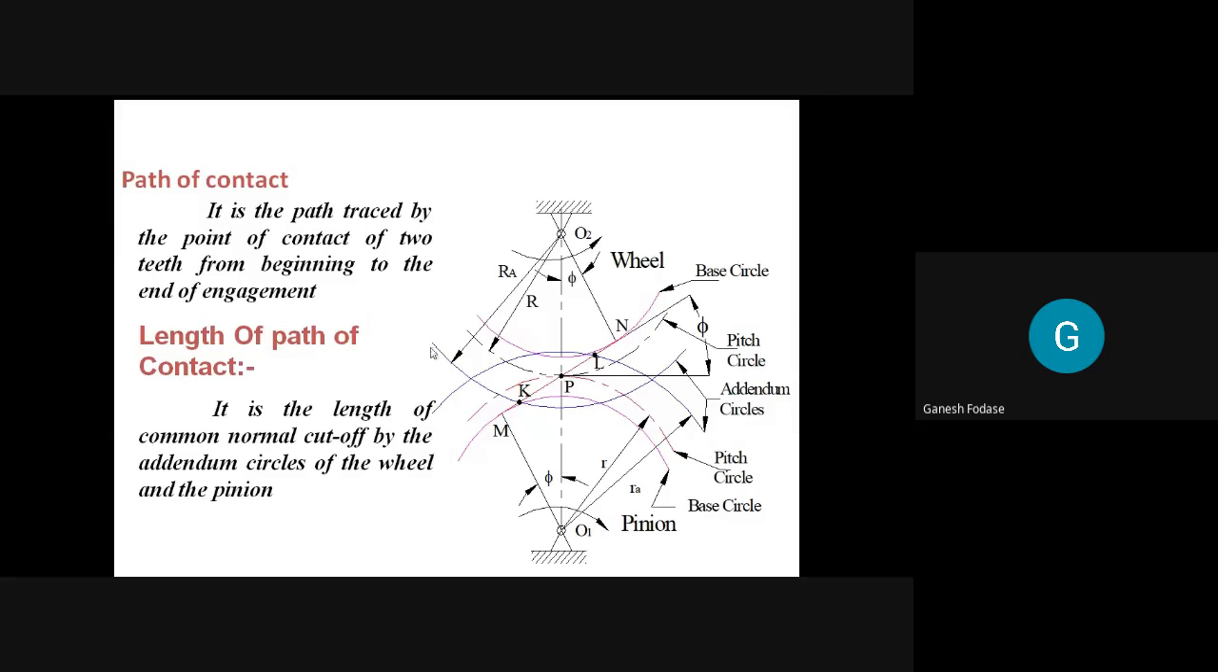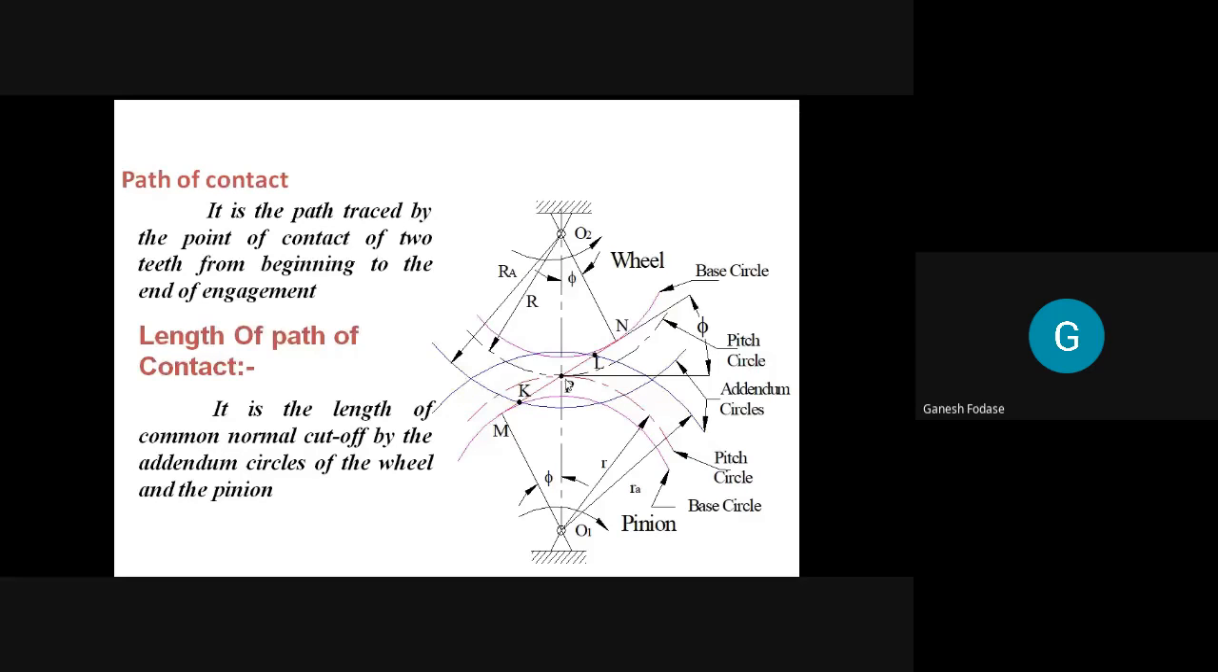Path of contact. So what is path of contact? Diagram is in front of you. If you remember, we discussed this concept like O1, O2 are the centers. Then pitch circle radius is R. Addendum radius is R suffix A. We use small notation, that is small r, small ra are for the pinion, while capital R and capital Ra for gear. Phi is the pressure angle. And what is this K, P, L, M, N? Anyone can tell me?